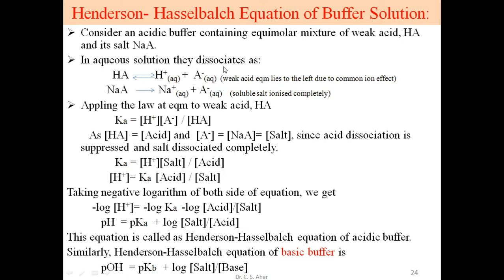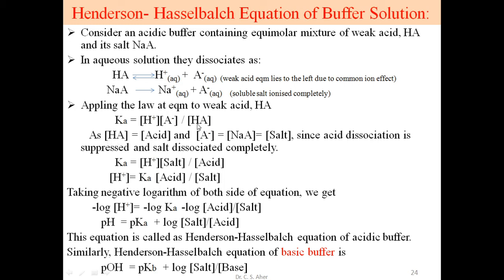In aqueous solution, the weak acid HA dissociates in equilibrium into H+ and A-. The weak acid equilibrium lies to the left due to the common ion effect. This common ion is created by the salt NaA, which dissociates completely to form Na+ and A-. Due to this common ion A-, the equilibrium shifts to the left. Applying the law of mass action to this equilibrium of weak acid HA, we get Ka, which is equal to the H+ concentration times the A- concentration upon the undissociated acid concentration, [HA].